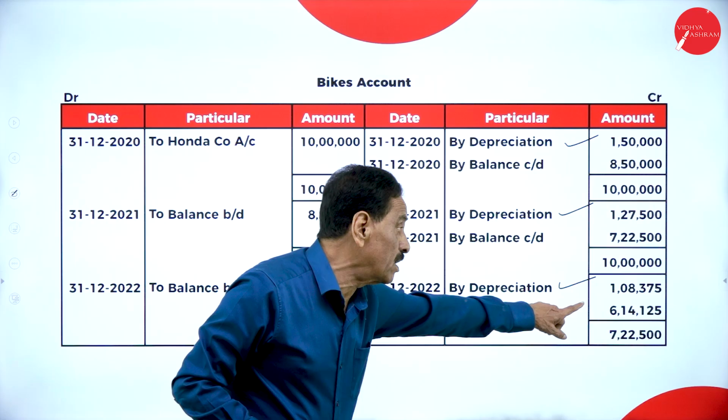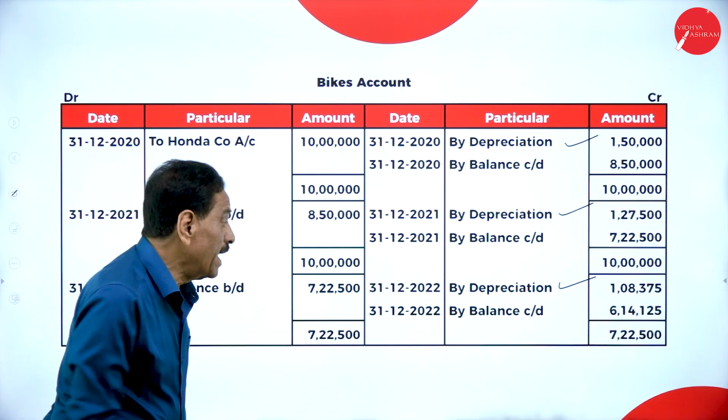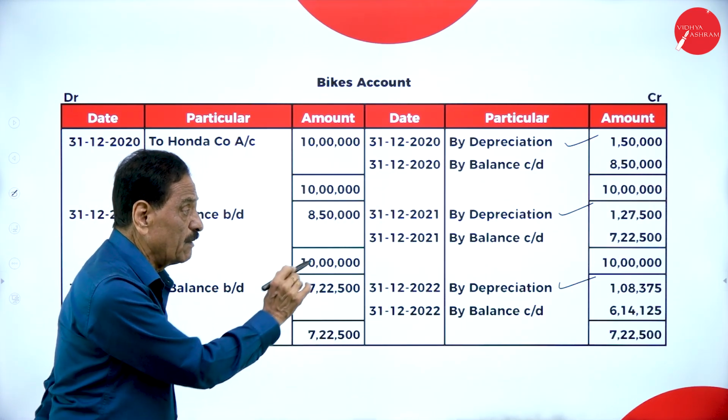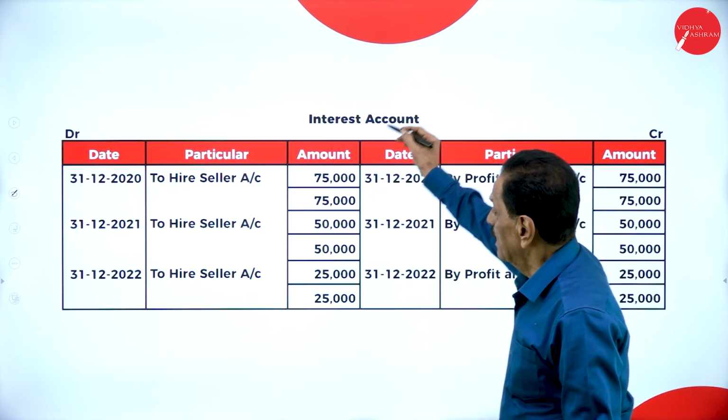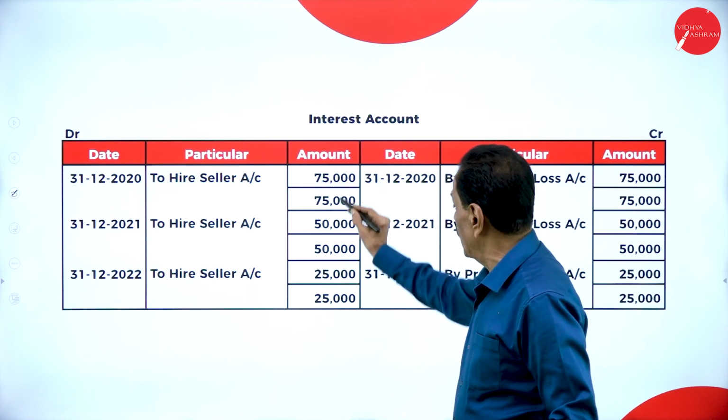Depreciation on this is 108,375. The balance carried down is 6 lakh 14,125. Hope you understand. Now, interest to hire seller account first year, how much you have to pay?